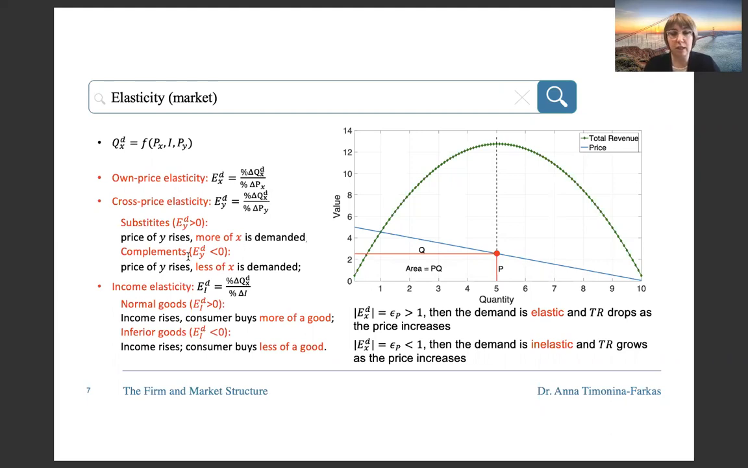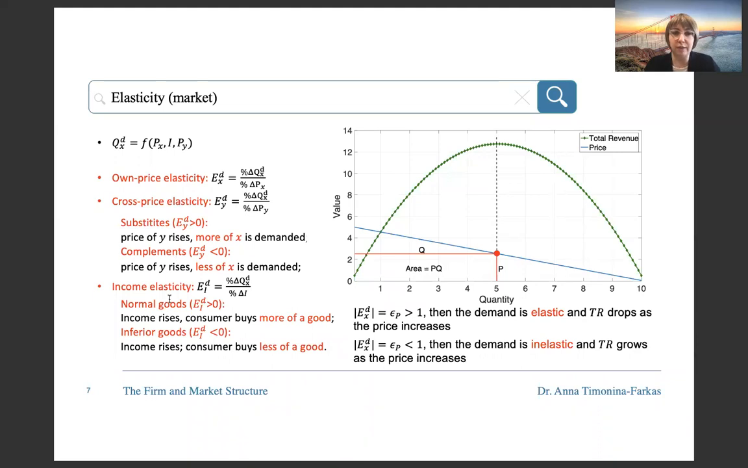If the elasticity is negative, we are talking about complements. This means that if the price of the product Y rises, also less of product X would be demanded. This can be the case, for example, with cars and winter tires. If the price of cars spikes, the winter tires can be also purchased less.